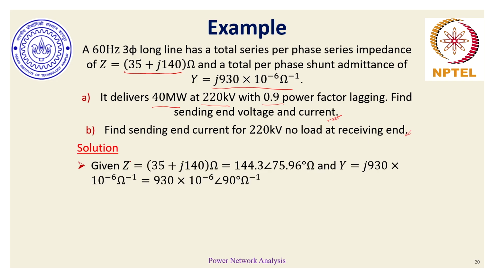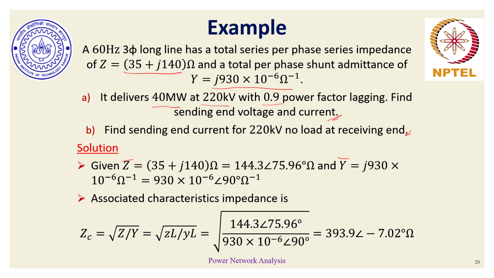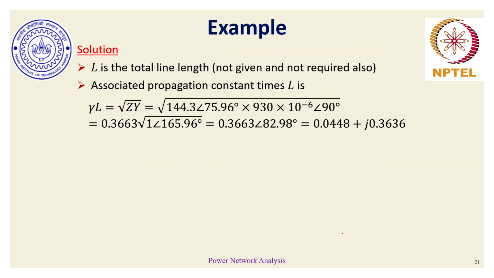So we know what is Z and Y, capital Z and capital Y. These are not the lumped parameters. These are the actual distributed parameters multiplied by the line length. From there we can also find the corresponding characteristic impedance, where we would have capital L as the line length, which is not mentioned here. So from there we can find ZC.